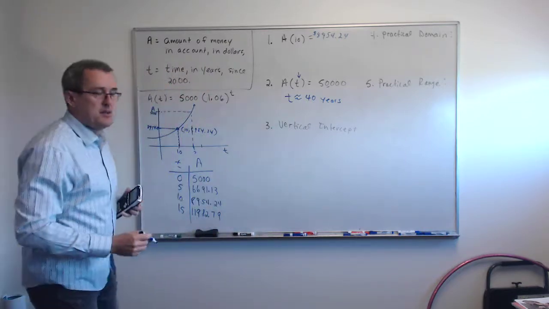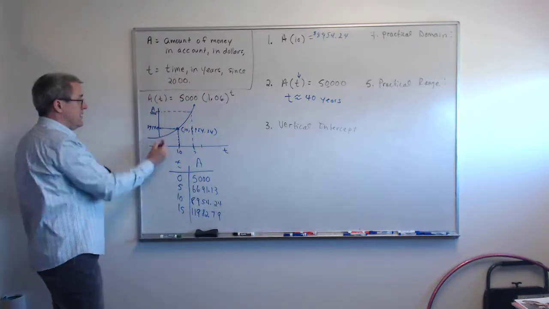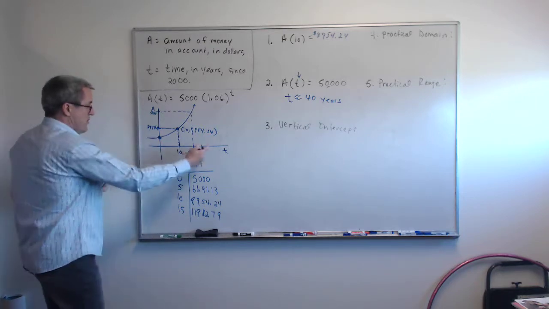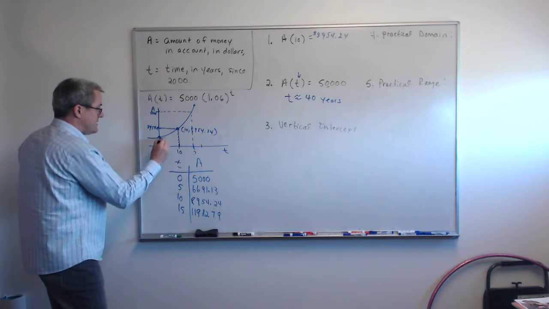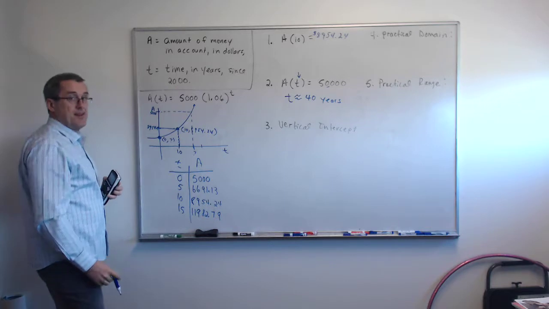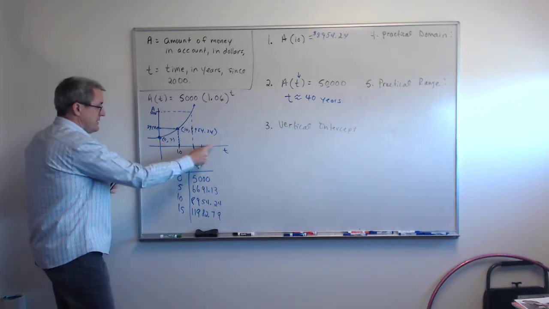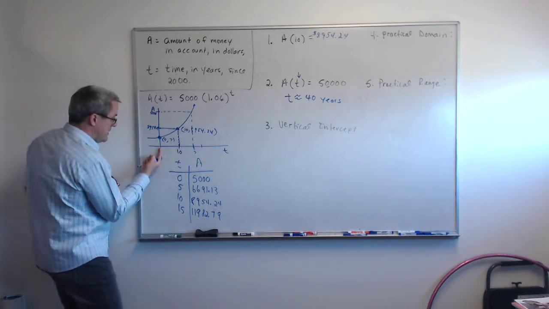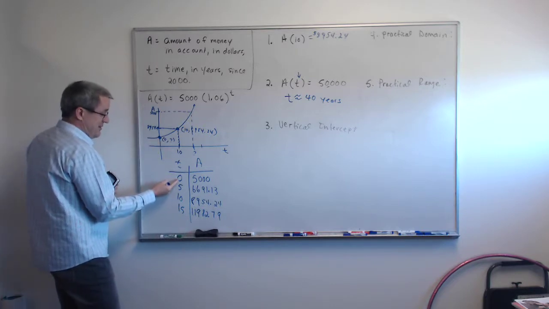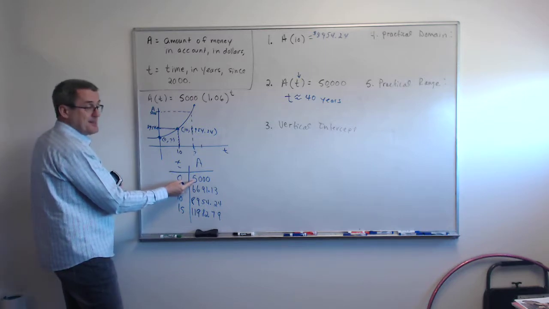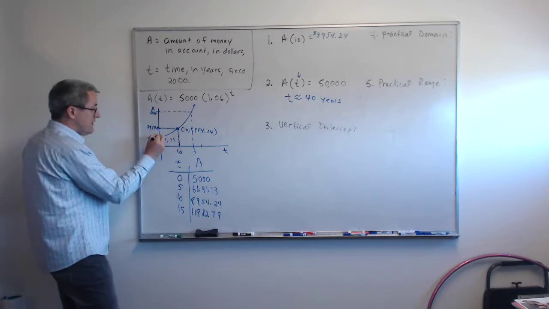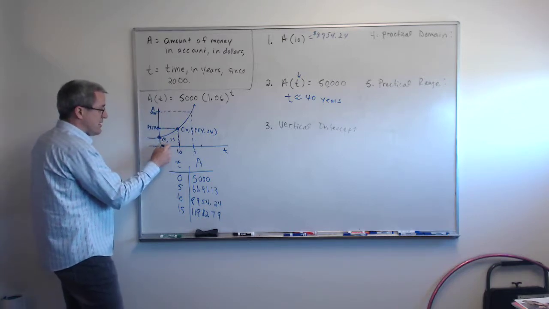Vertical intercept. Vertical intercept is right there. Horizontally speaking, we're at 0. Vertically speaking, we're at something. Let's find out. That is, when t is 0, the amount of money in the account is something. When t is 0, the amount of money in the account is $5,000. So my vertical intercept is going to be 0, 5,000.